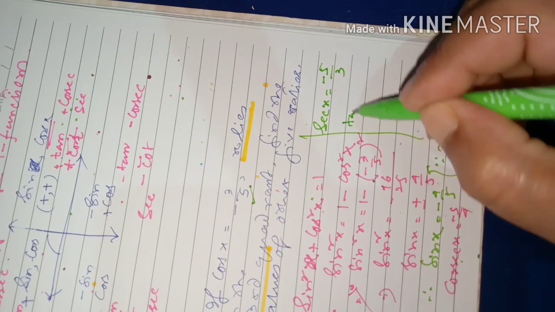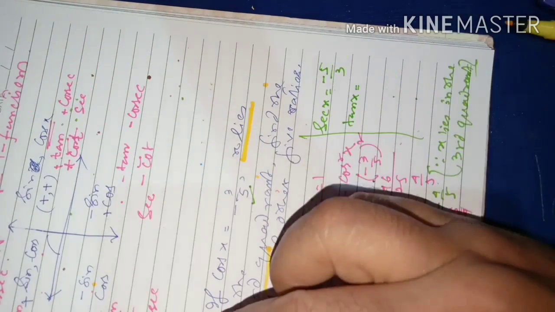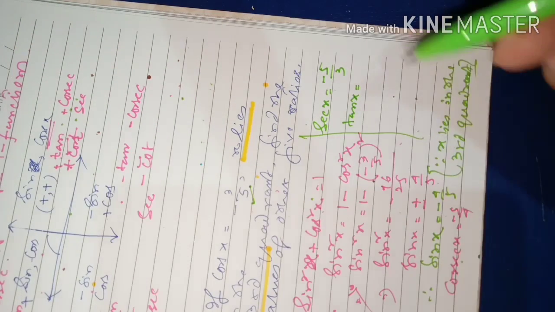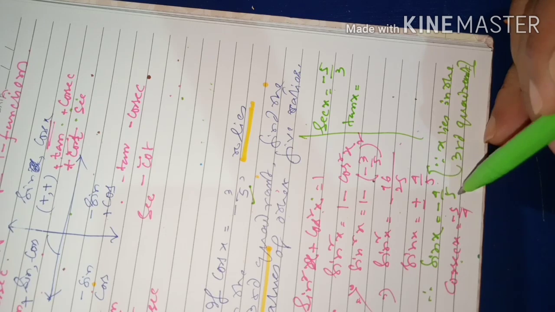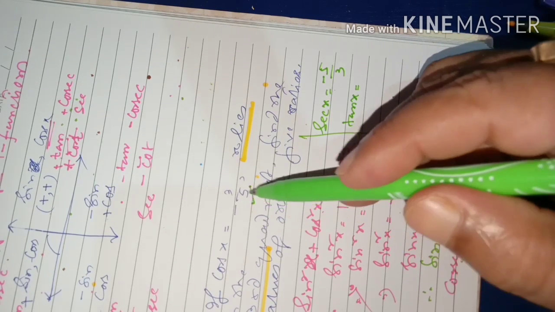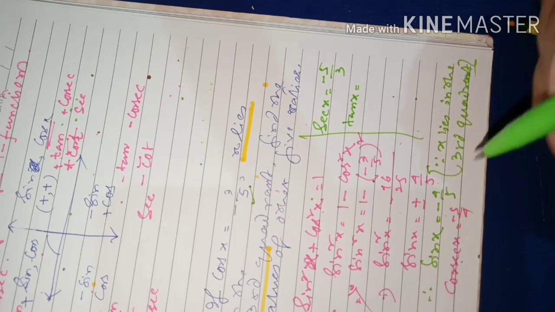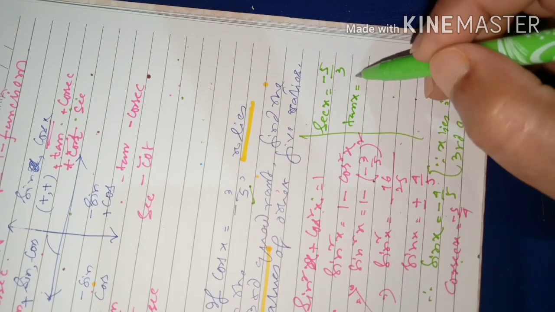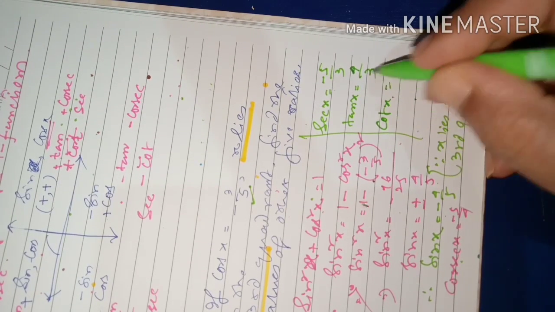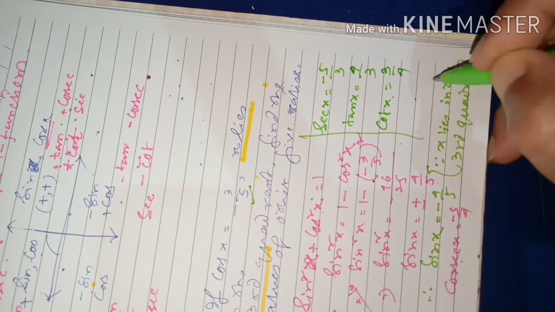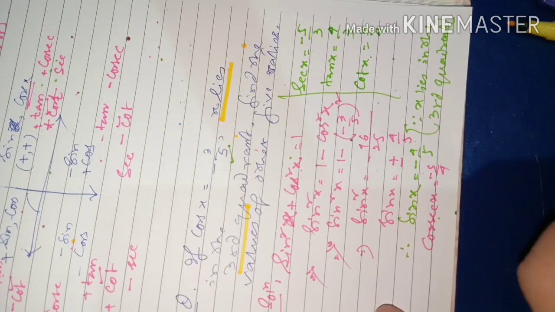Then tan x: as you know, in the third quadrant cos and sin are both negative. So tan is sin by cos. Sin is minus 4 by 5, cos is minus 3 by 5. Minus and minus get cancelled, so it will be 4 by 3. That is tan x. Cot x will be the reciprocal of this tan, that is 3 by 4. So this is one example I have given to you.